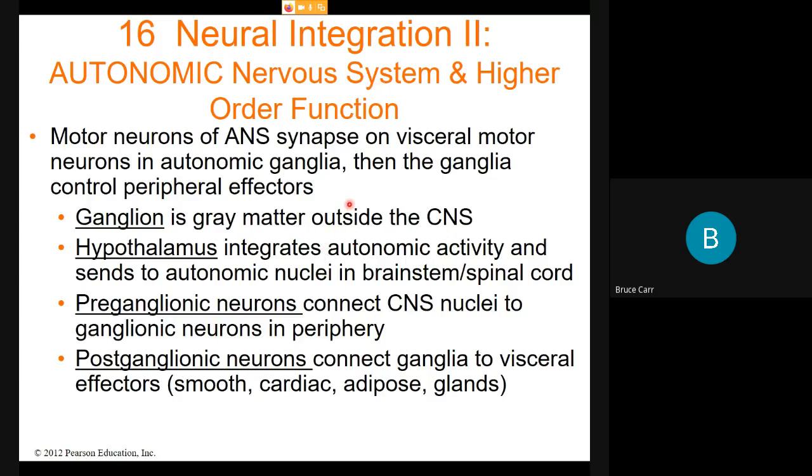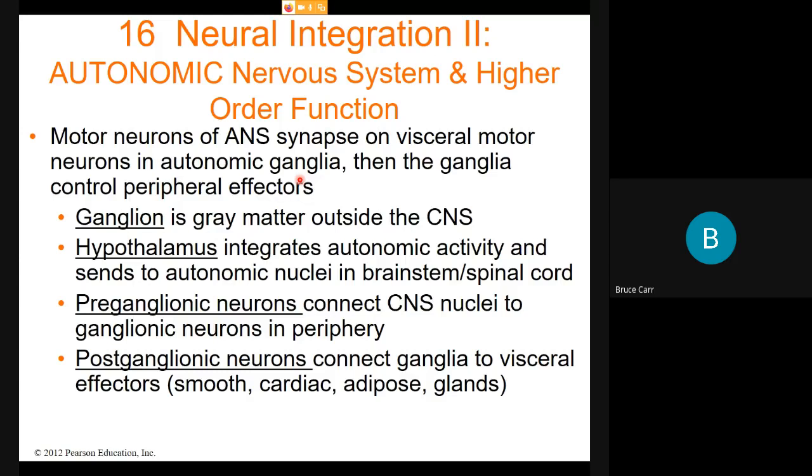We're going to see that the motor neurons of the autonomic nervous system form synapses outside the spinal cord on what we call ganglia. A ganglion is a cluster of neuronal tissue that includes gray matter and is outside the central nervous system, outside the brain and spinal cord. The messages from those ganglia send the motor signals out to the effectors. So, ganglion: gray matter outside the central nervous system.